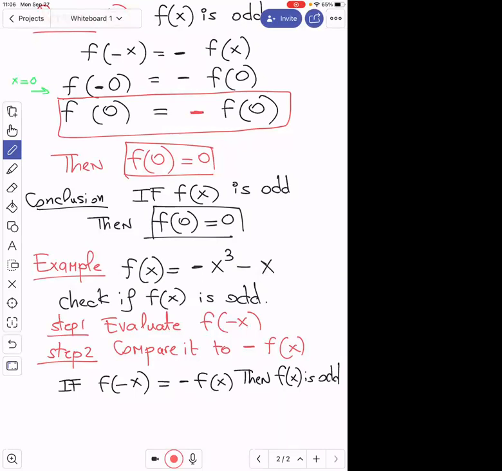Okay. So this step number 2 is different from even functions. In even functions, you have to compare to f of x. For odd functions, you have to compare this f of minus x to minus f of x. All right, so let's do this for this function f of x equals minus x cubed minus x.